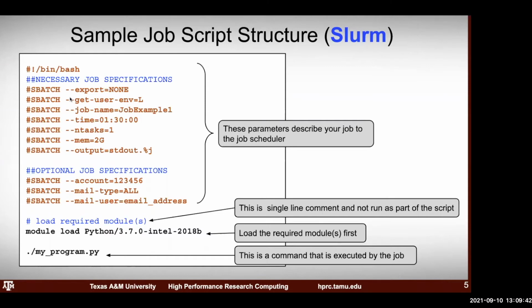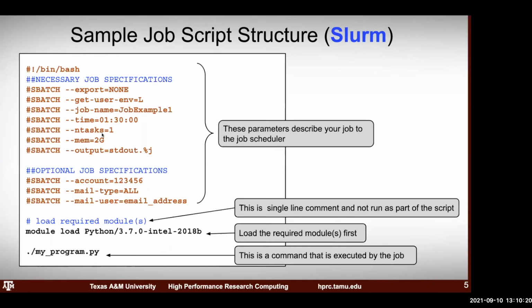These top ones we call the necessary job specifications, and we'll talk about them a little bit more in depth later, but basically these first two set the job environment. Export equals none and get user env equals L. This replicates the user environment across the compute nodes that the job is sent to. The third line, job name, does exactly kind of what you expect it to do. It sets the job name. So it tells SLURM, name this job, job example 1. Time sets the wall time. And in this case, the syntax here is hours:minutes:seconds. This is telling SLURM, I want this job to be able to run for 1 hour and 30 minutes.